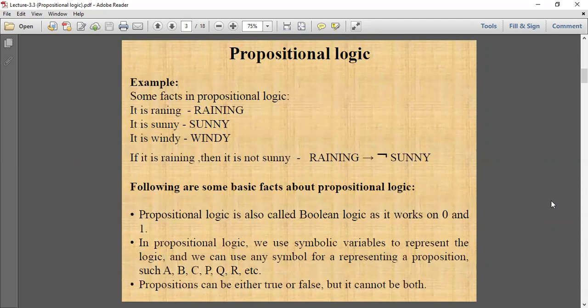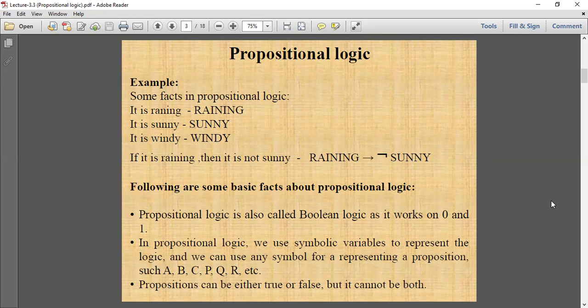So these are the examples. If it is raining, then you can represent rainy. It is sunny, then you can represent sunny. It is windy, so you can represent windy. If it is raining, then it is not sunny. So raining, implication, not, negation, sunny.